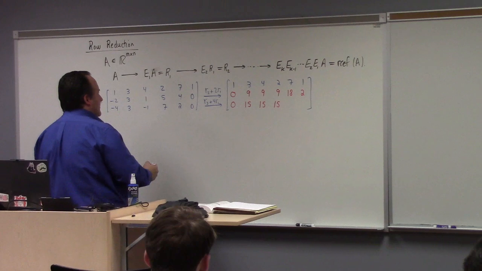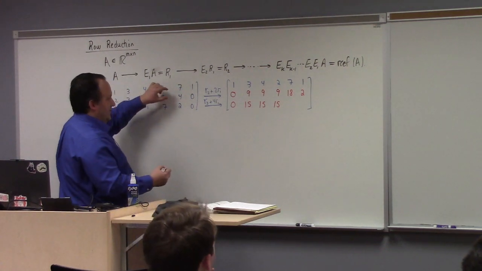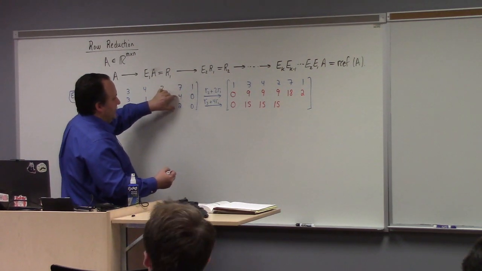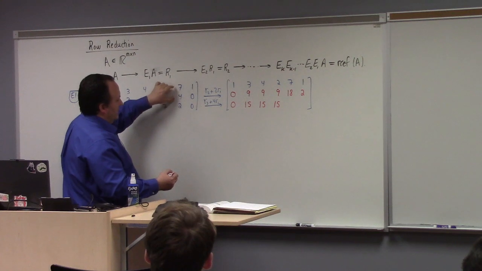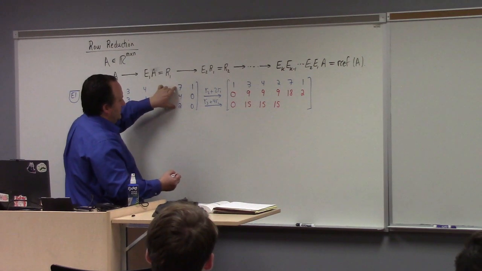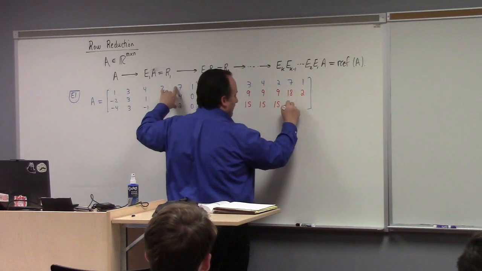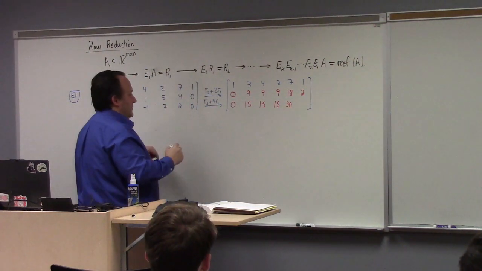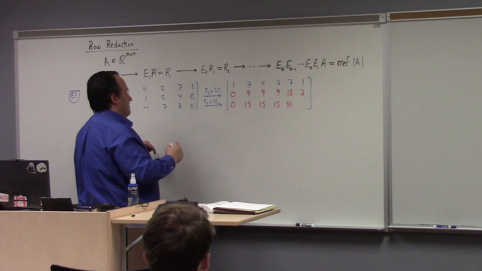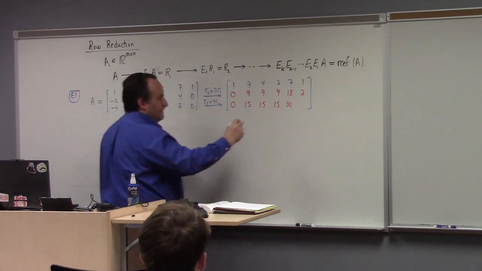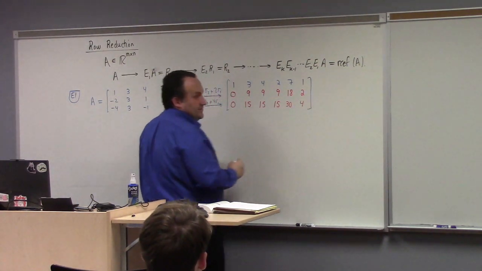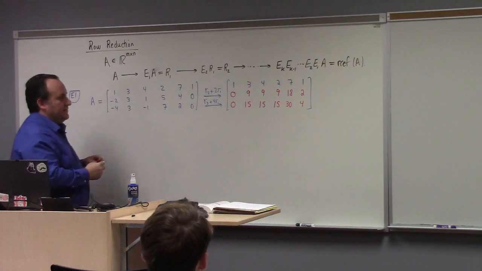That's weird. All right, what do we got? Row 3 plus 4 row 1, 28 plus 2, 30. Huh. And then what do we got here? 4? All right, great. Let us move on.